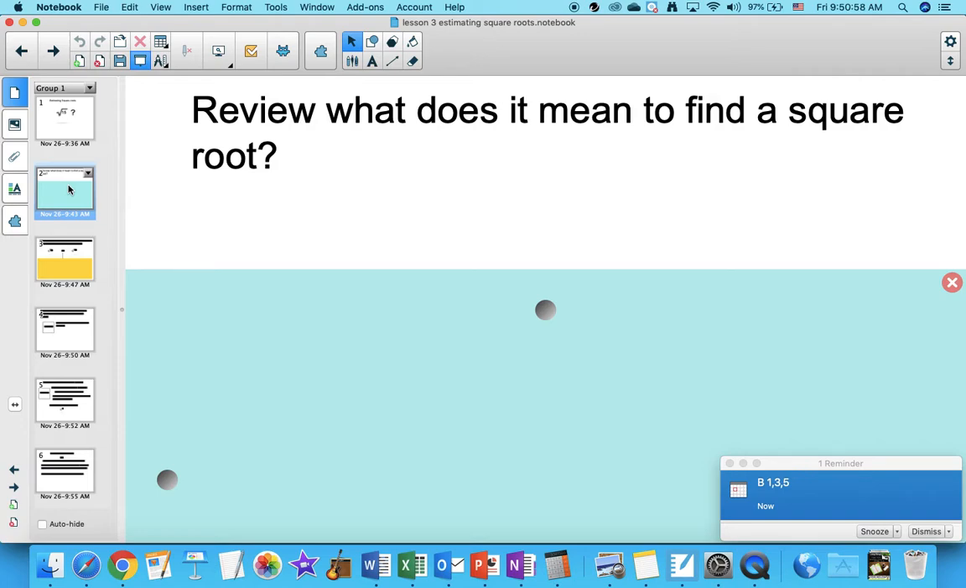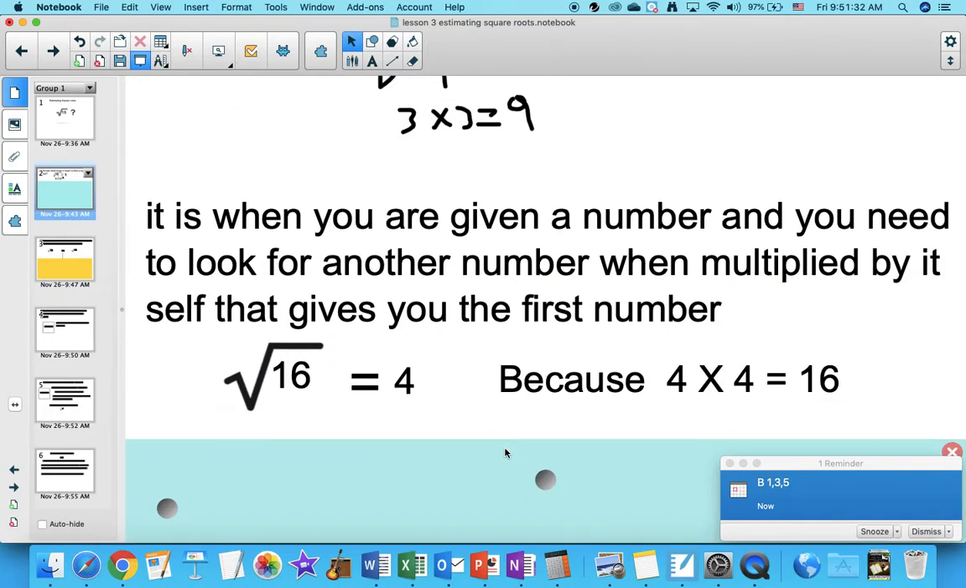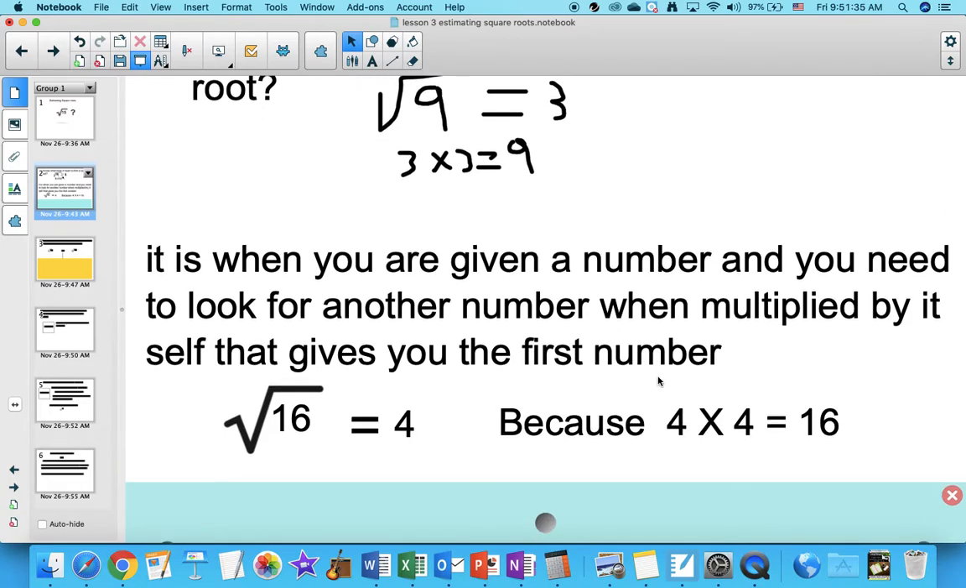To find a square root means to find a number that, when multiplied by itself, gives you the original number. So for example, if we do the symbol, that's the symbol for square root, and we draw a 9. What this question is saying is: what number times itself gives you 9? We should know that 3 times 3 gives you 9. So that's what finding the square root means. Finding the square root is when you are given a number and you need to look for the number that, when multiplied by itself, gives you that first number.